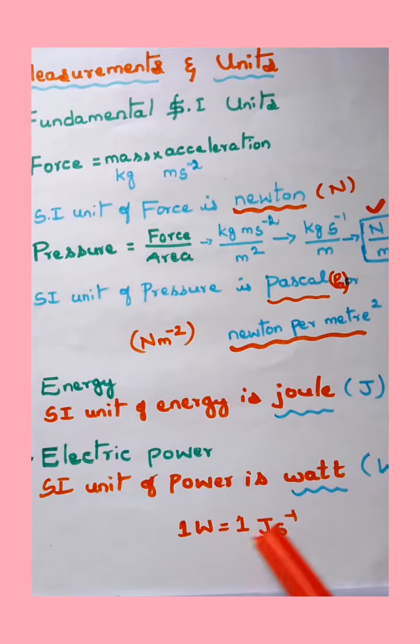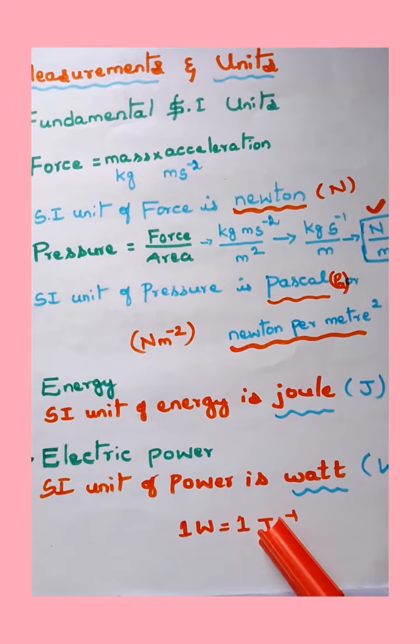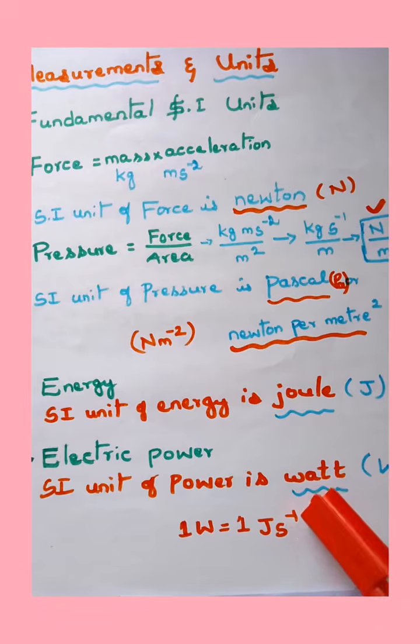So here there is a relation given between watt and joule. 1 watt is equal to 1 joule per second. How to read this? If it is given as -1 to the power, 1 watt is equal to 1 joule per second.